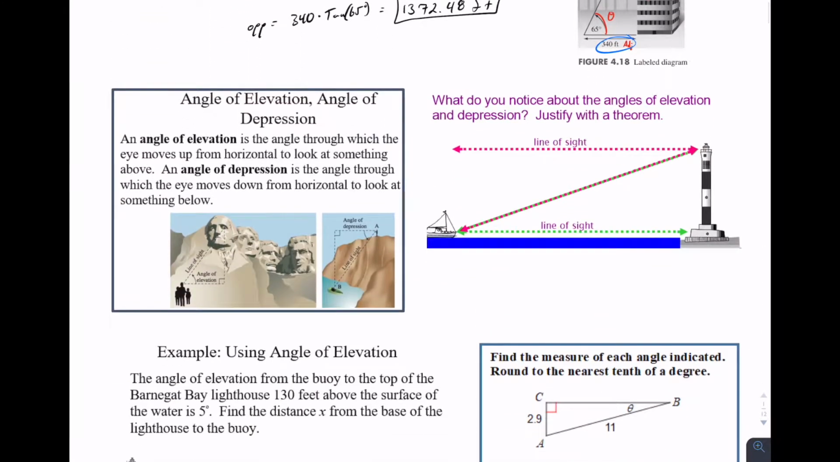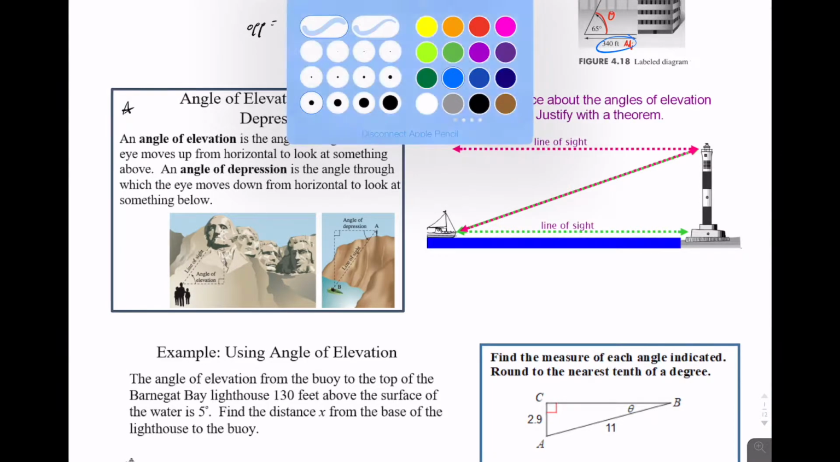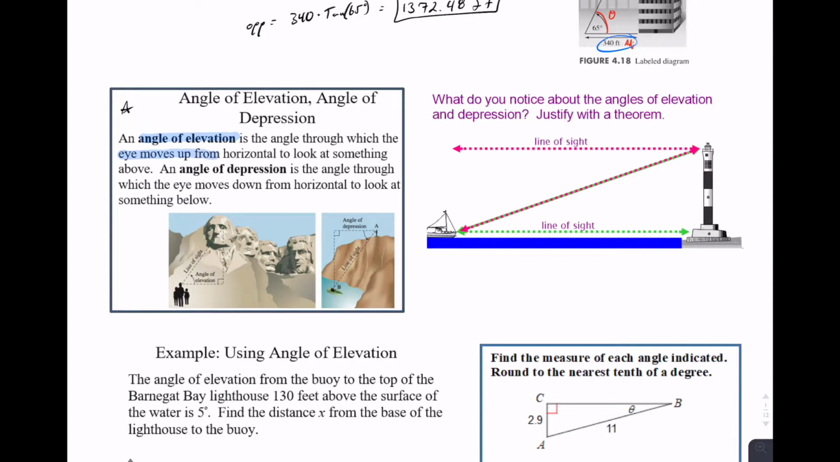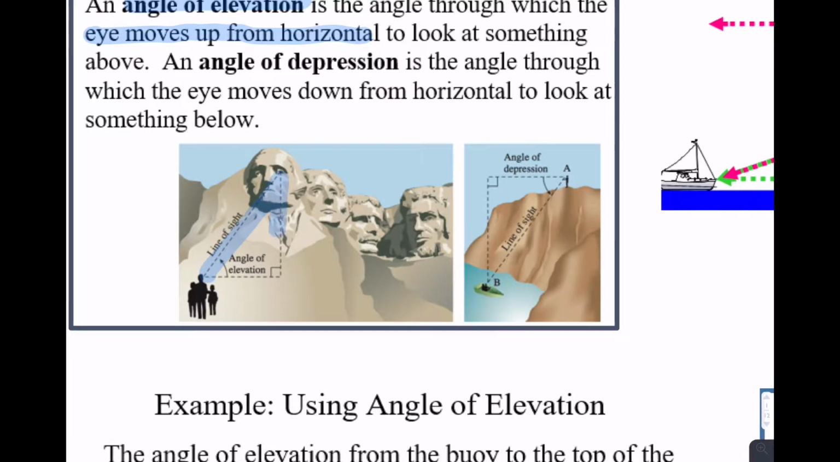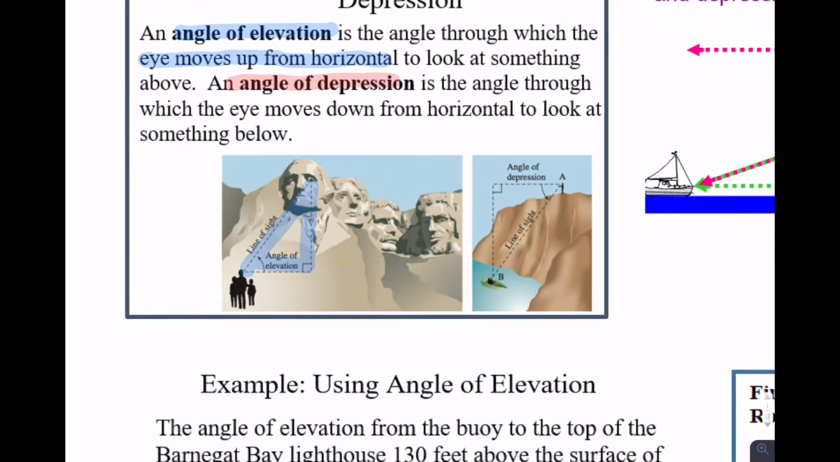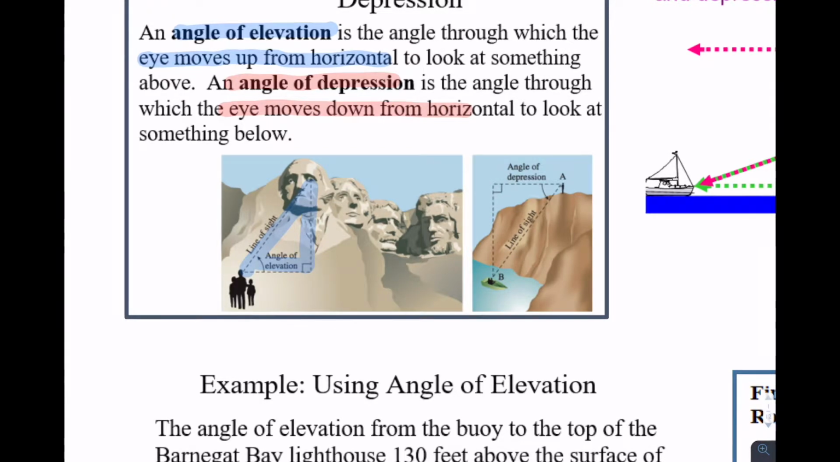Now here's some things we got to read right here. So it's all about the angle of elevation and the angle of depression. The angle of elevation is the angle through which the eye moves up. So eye moves up from the horizontal to look at something. That's this right here looking at George Washington. And then the angle of depression is literally the opposite. It's when your eye moves down from the horizontal to look at something from below.